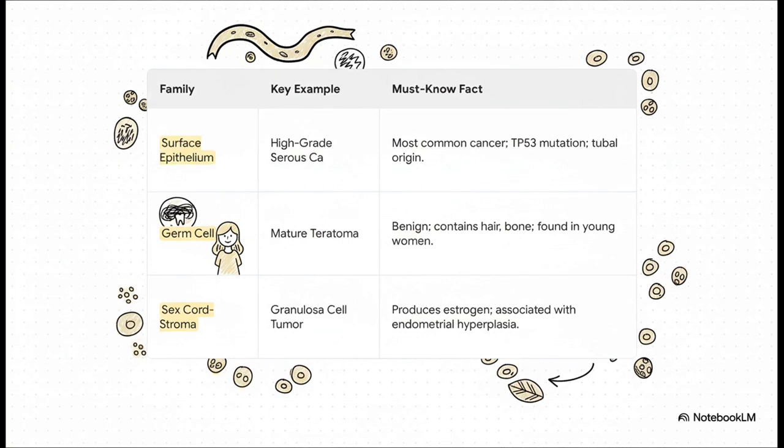Family number 1, epithelium, the common cancer. Think high-grade serous, the villain from the fallopian tube. Family number 2, germ cell, the weird and the wonderful. Think teratoma, with its hair and teeth. And family number 3, sex cord stroma, the hormone makers.